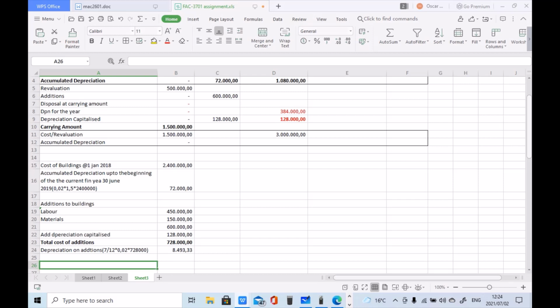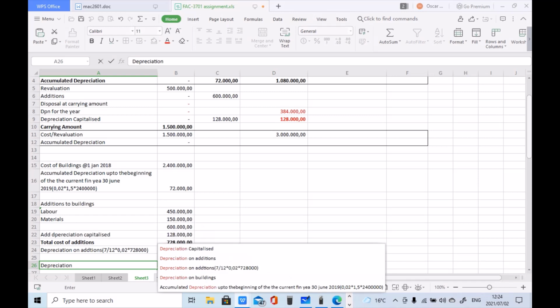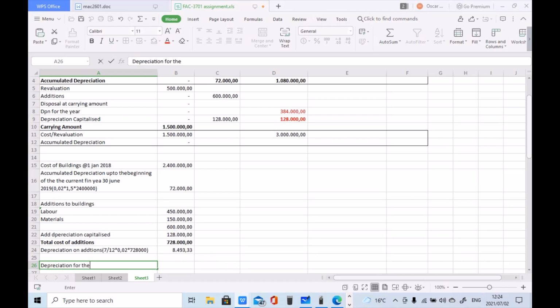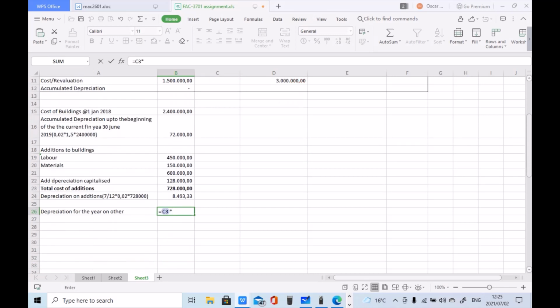So depreciation for the year on other buildings. These are the buildings that were there throughout the year, which is going to be depreciation is 2% on cost. So 2.4 multiplied by 0.02.